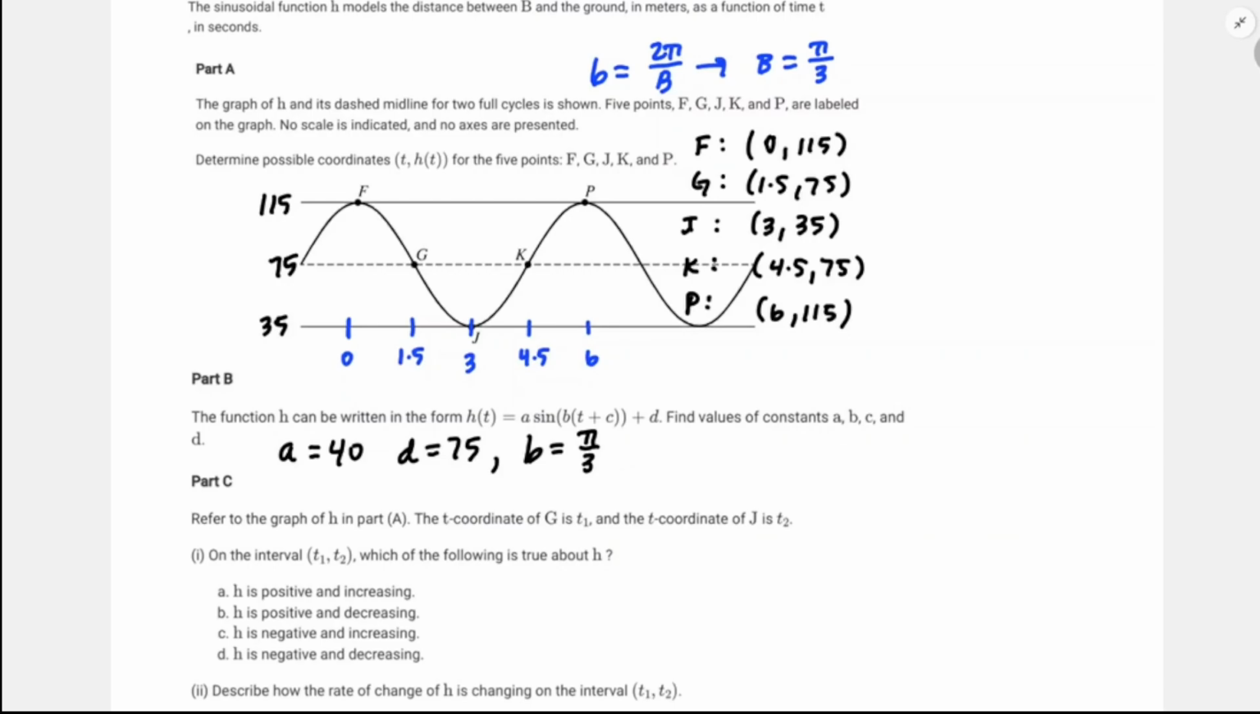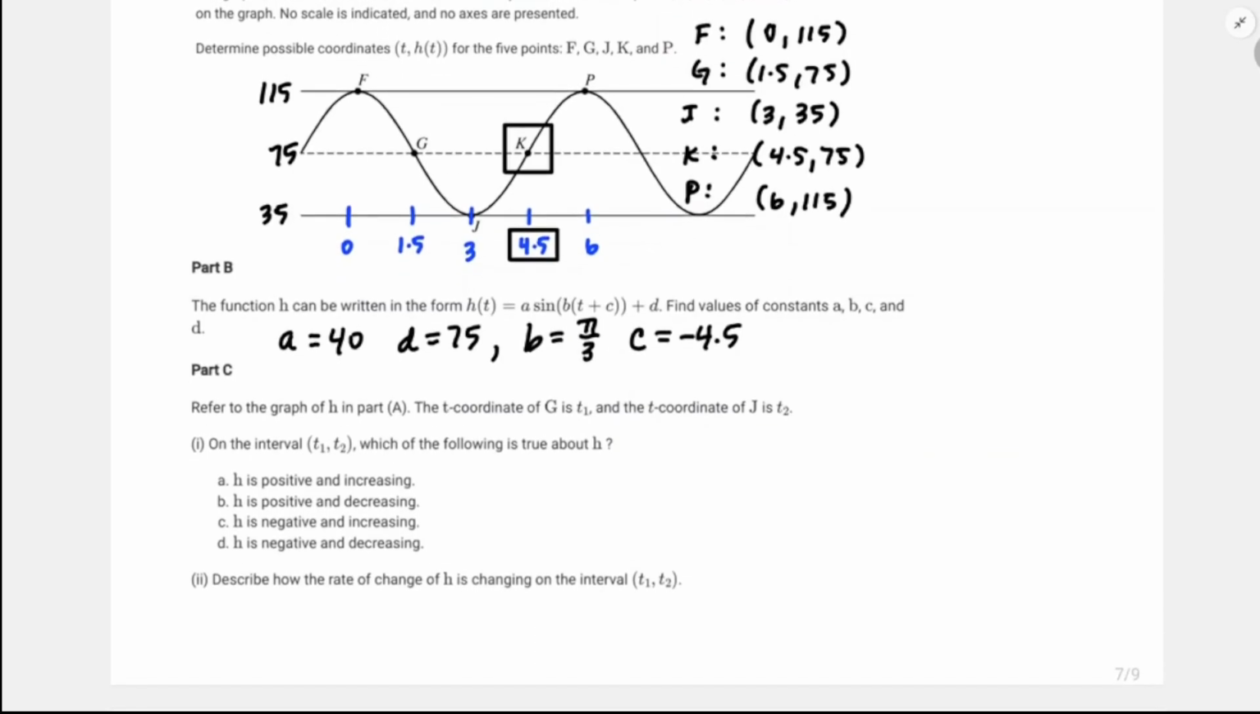And then C is based on what I would choose for the phase shift. If it's a graph of y equals regular sine x, I'm going to be interested in point K there because it's at the midline and increasing. That would be t equals 4.5 as the phase shift. And so I'll say C equals negative 4.5, because shifting 4.5 units to the right is going to be equivalent to exchanging t with t minus 4.5. So that would be C equals negative 4.5.